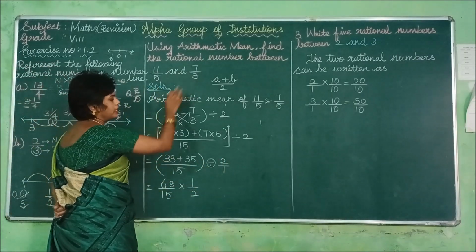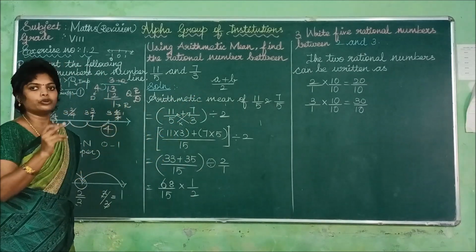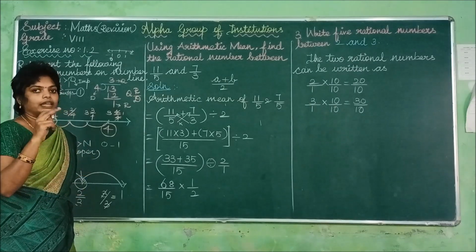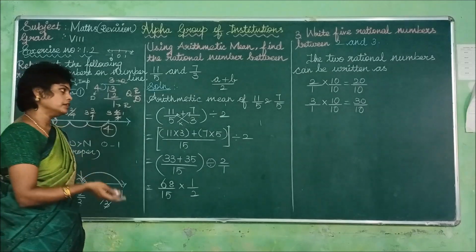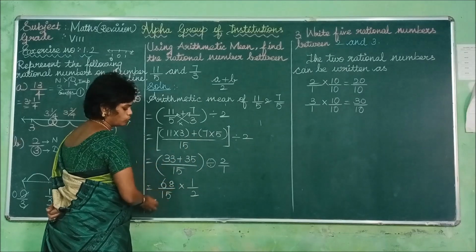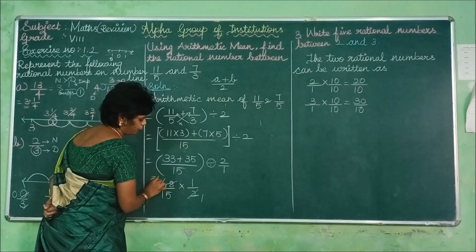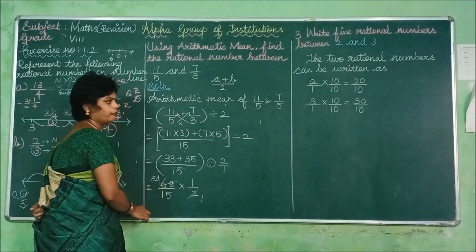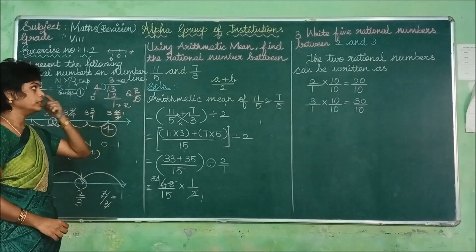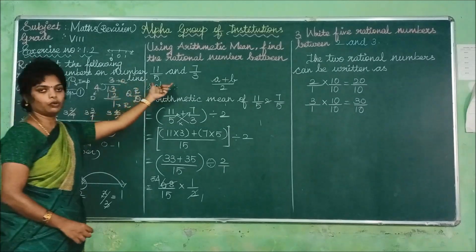So listen, for the arithmetic mean you have to use this formula: A plus B by 2. If it is 2 values, you divide by 2. If the given question has 3 values, you can write A plus B plus C divided by 3. So you can apply the values, then solve this one. Cancelling this, you get 1 times 34. So your result is 34 by 15. Again, you cannot cancel this value. So this is for the arithmetic mean. Using the arithmetic mean, we are finding the ratio number between these two values.